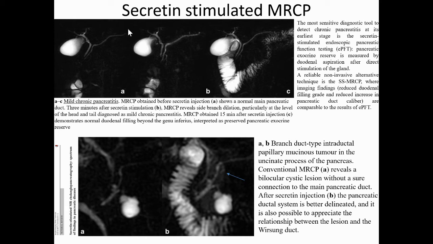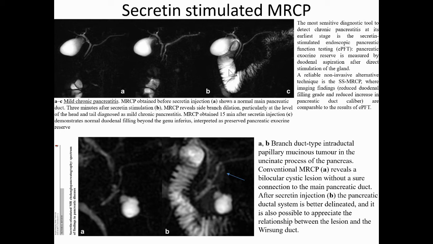So for example, here is this top image on which just a normal MRCP was performed on image A, and you can see the gallbladder, the common bile duct, and the pancreatic duct. And then the patient received secretin, and then the middle image shows you that along the pancreatic duct there are small dilatations, and that is suggestive of chronic pancreatitis. This is not normal.